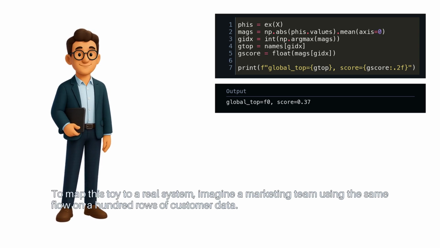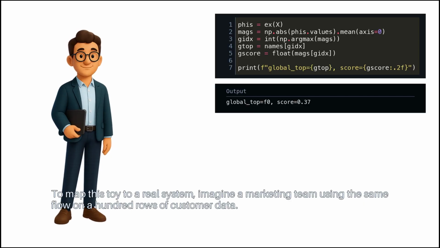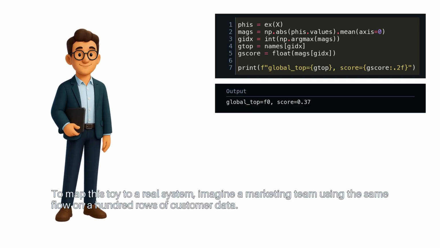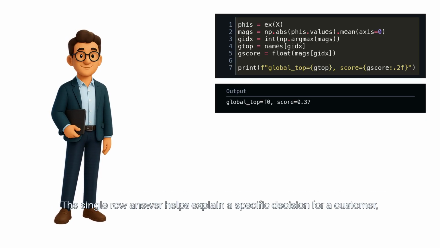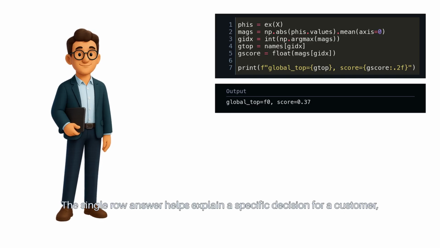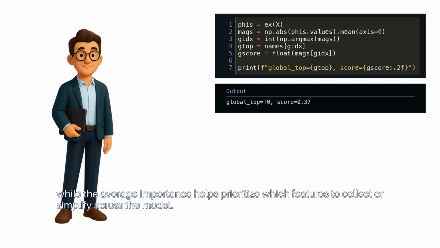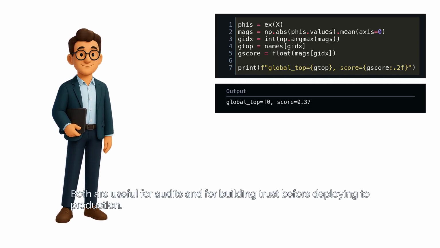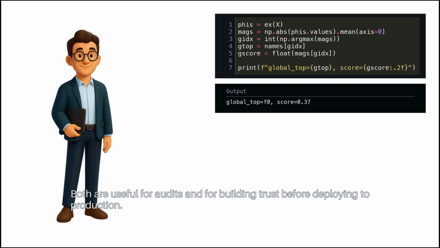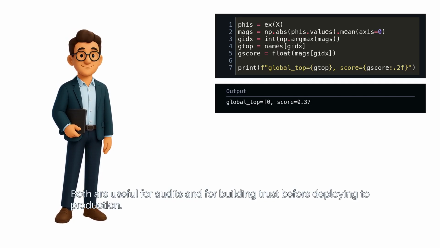To map this toy to a real system, imagine a marketing team using the same flow on 100 rows of customer data. The single row answer helps explain a specific decision for a customer, while the average importance helps prioritize which features to collect or simplify across the model. Both are useful for audits and for building trust before deploying to production.